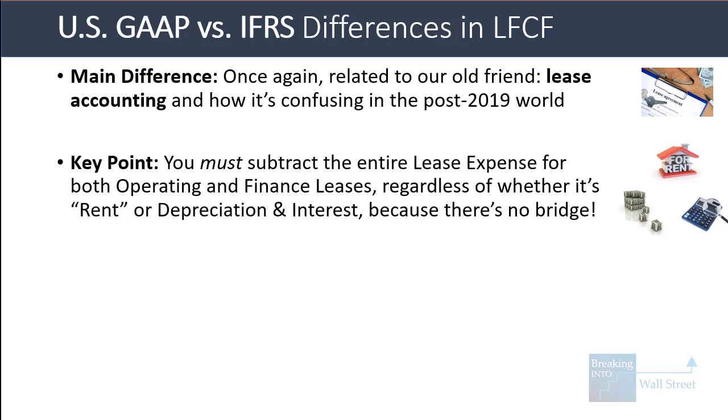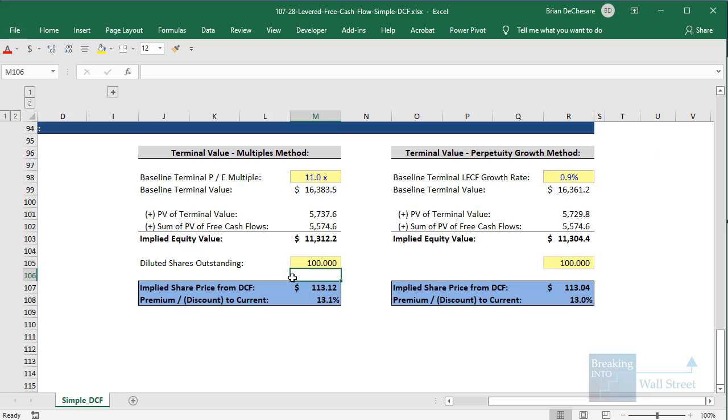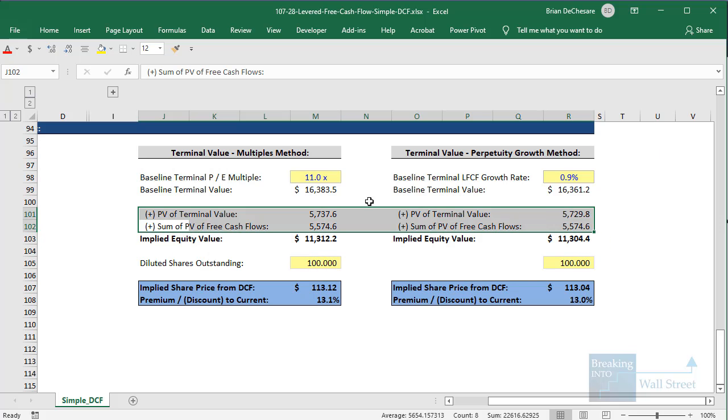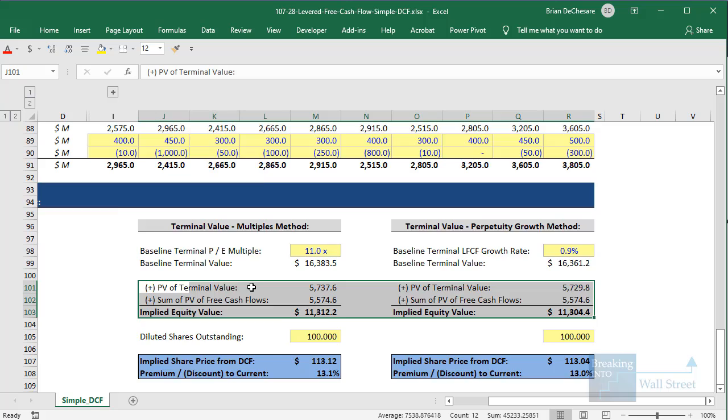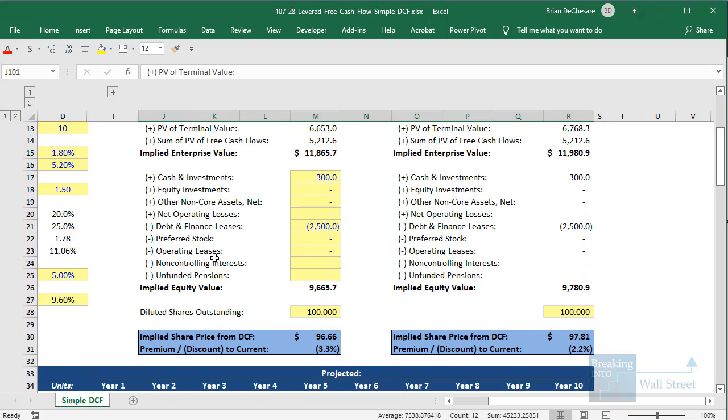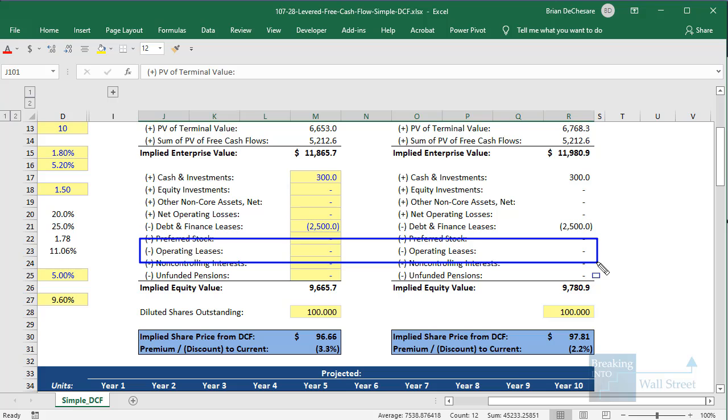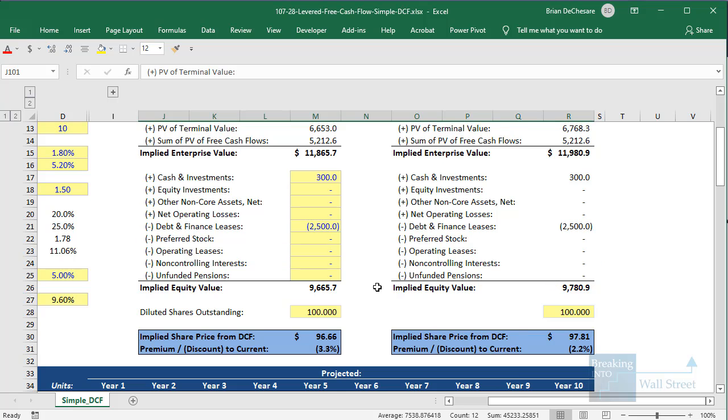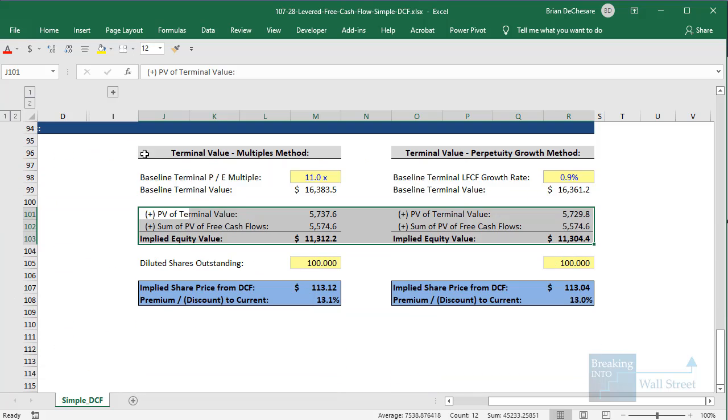That's because there is no bridge here. So we don't have an option to count leases either within the bridge or in the cash flow projections directly. With unlevered free cash flow, theoretically, we could just ignore or add back the operating lease expense and count operating leases within the bridge because we have that bridge. But with levered free cash flow, that is simply not an option.